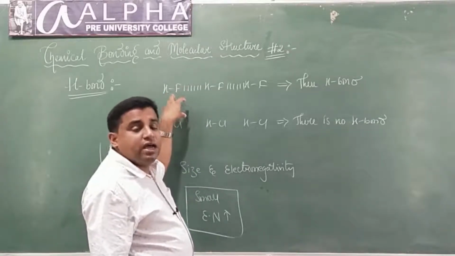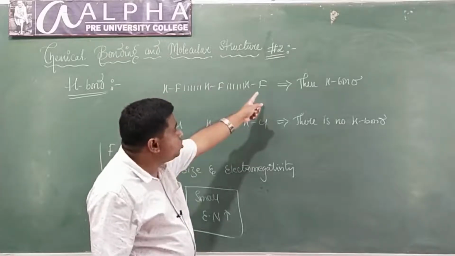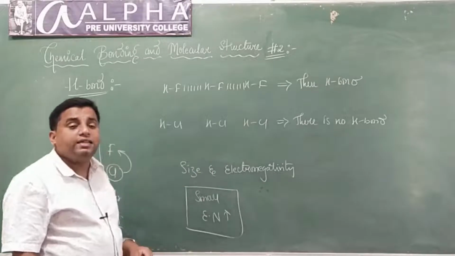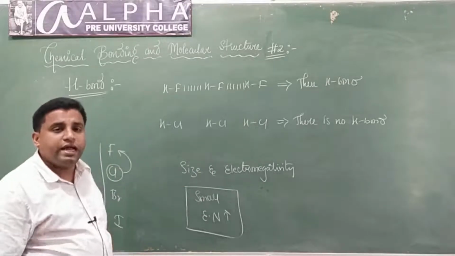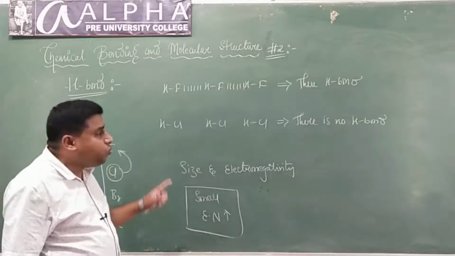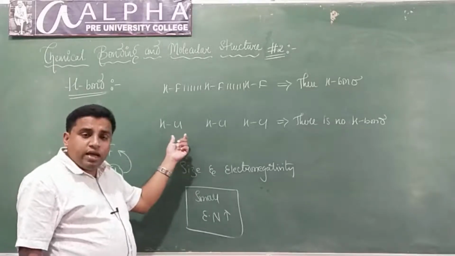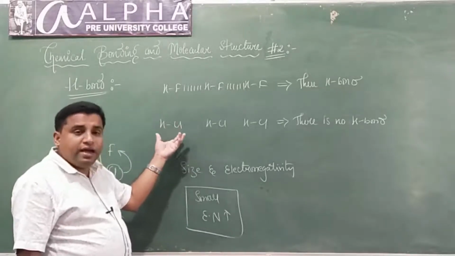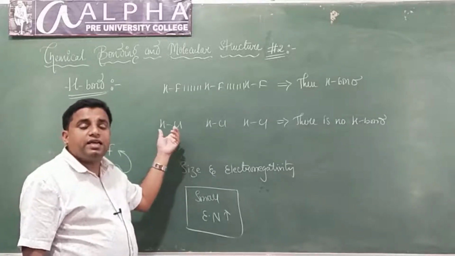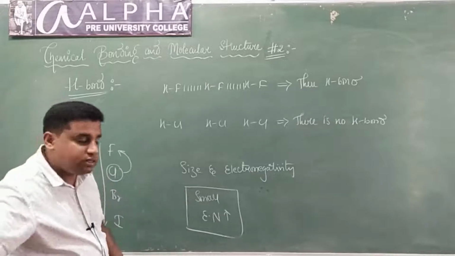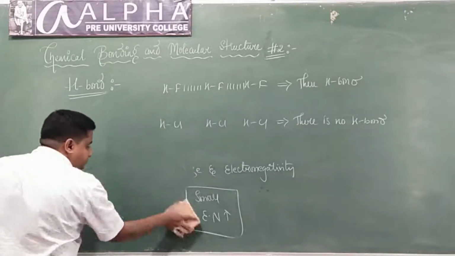Smaller the size and higher the electronegativity, stronger will be the hydrogen bond. But there is no hydrogen bond between HCl molecules. Why? Because chlorine is bigger in size and is a less electronegative atom when compared to fluorine. Any doubts with this? Next.